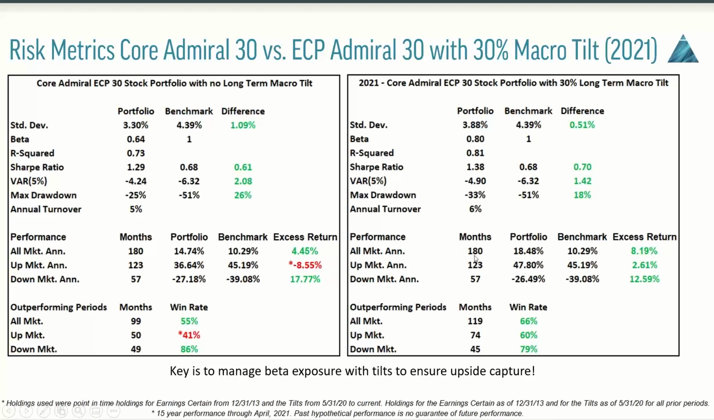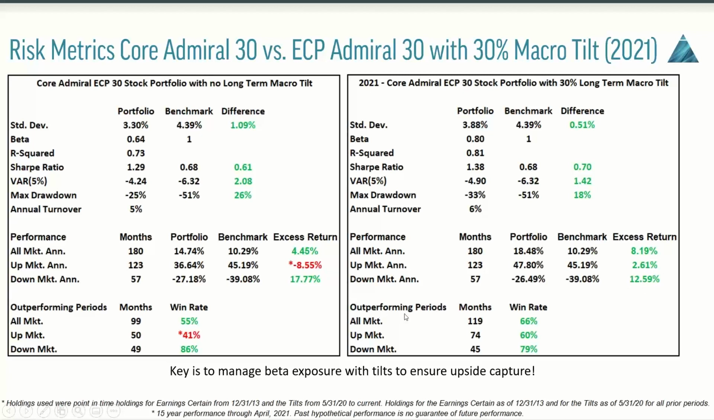So for all markets over that 180 months, it's 8.19. In up markets, which were 123, we've got an excess return of 2.61. So we go from negative 8.55 to a positive 2.61. And then there were 57 down months. And you can see that the excess return was 12.59%.